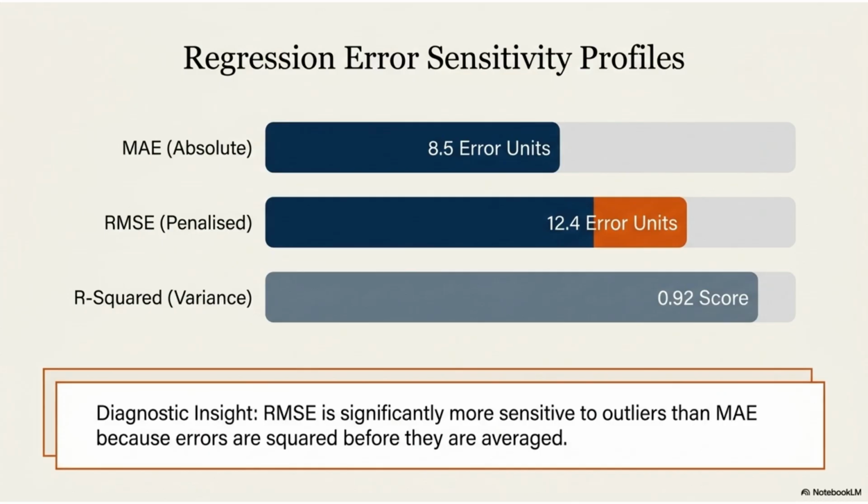While MAE is intuitive as it shares the target unit, RMSE heavily penalizes large errors, making it highly sensitive to outliers. Choosing the right metric depends on the clinical importance of those outliers.